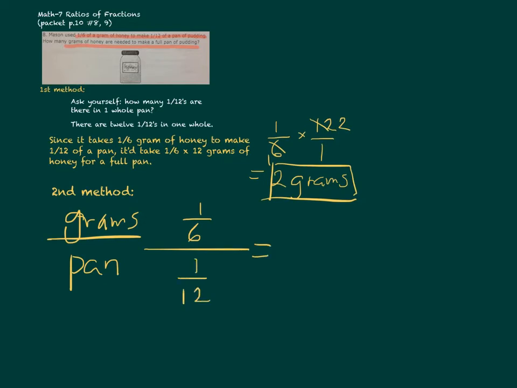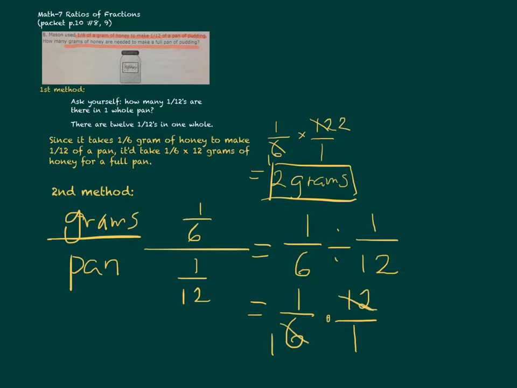And as we talked about complex fractions before, this is the same as 1/6 divided by 1/12. Okay, so we invert and multiply. You keep the first fraction, 1/6, the same, and then change the division sign to multiplication. Change the second fraction to the reciprocal, so 12 over 1. Okay, so you cross cancel, and you have the same answer, which is 2 grams. Okay, so this is number 8.